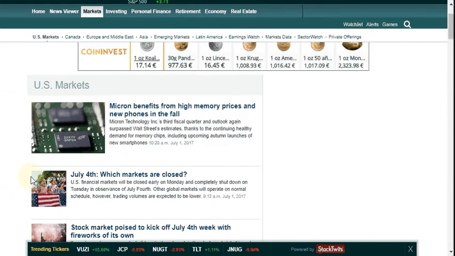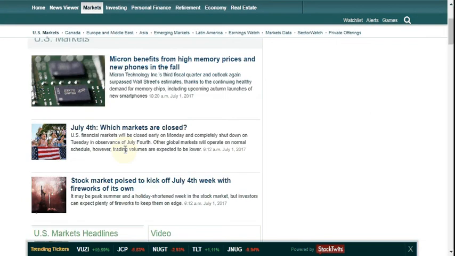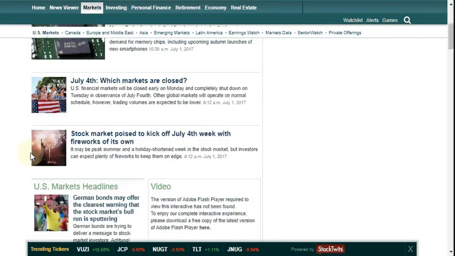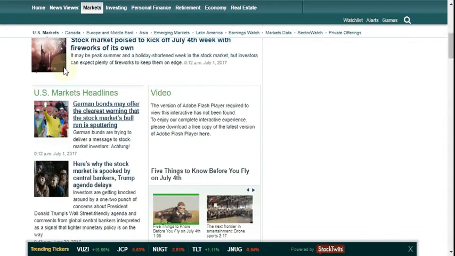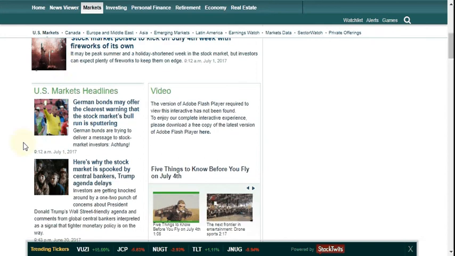Okay, July the 4th, US market all closed. Remember, that day is a national holiday, so we're not gonna have much trading, maybe some commodities and stuff like that. Over here in Europe, the market's gonna be open, but with less volume due to the close of the US markets. So now, US market headlines, German bonds.